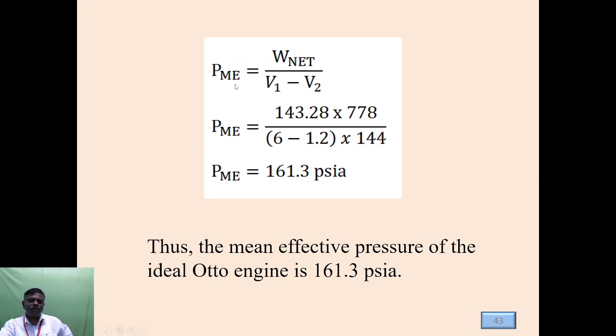Mean effective pressure equal to net work done divided by stroke volume or swept volume. We found these values in the previous steps, V1 and V2. W net also we have found. Substituting these values in this equation, we got mean effective pressure as 161.3 psia.